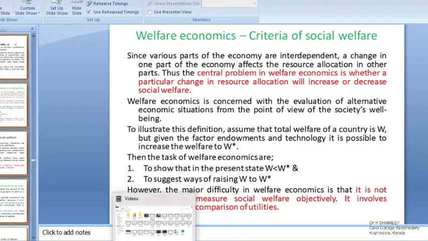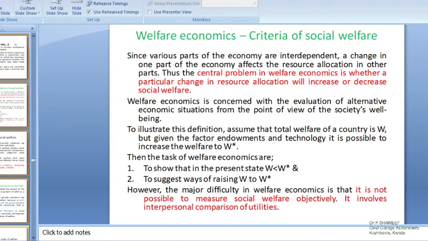Hi friends, now we can discuss the topic welfare economics and the criteria of social welfare. Since various parts of the economy are interdependent, a change in one part of the economy affects the resource allocation in other parts.